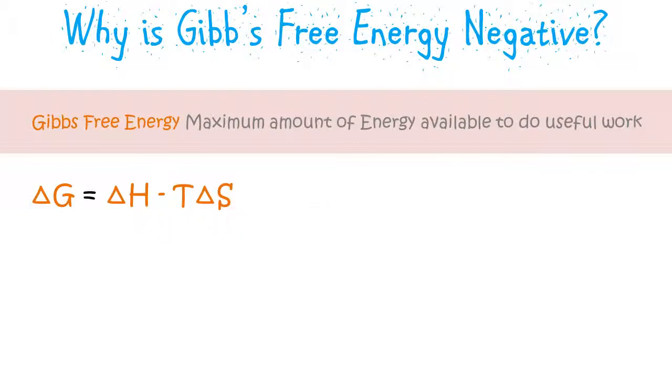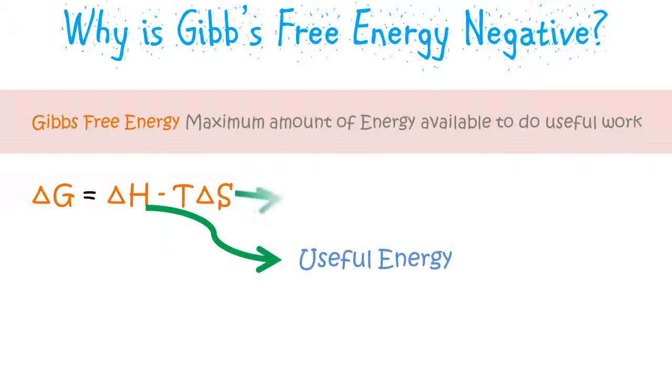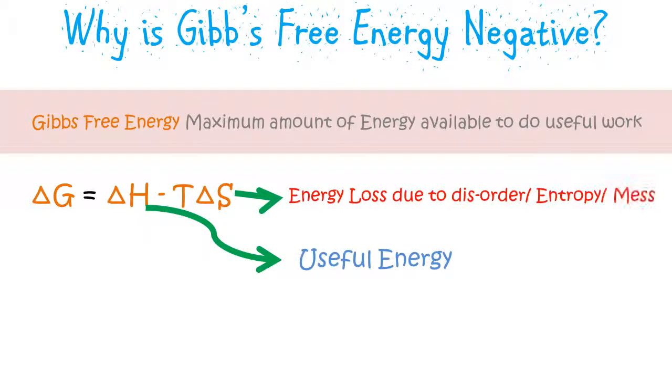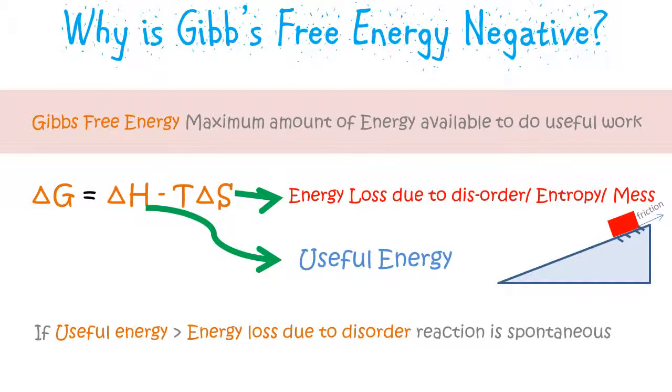Here delta H provides the useful energy, and T delta S is the energy loss due to disorder or entropy. And this can be imagined like an incline with a block, and the block has some potential energy, but it is also restricted because of friction. So when the useful energy is more than the frictional force or the frictional energy, the block will move down spontaneously. And similarly in reactions, if the useful energy is more than the energy loss due to entropy, the reactions will be spontaneous.